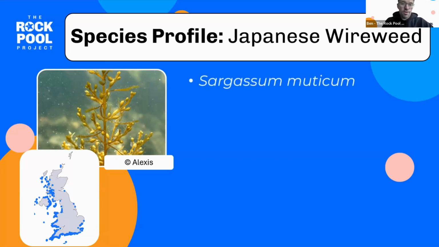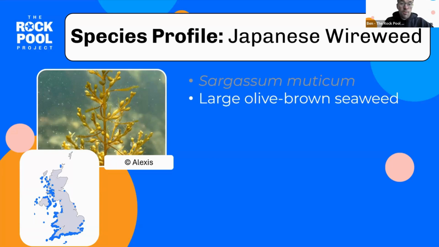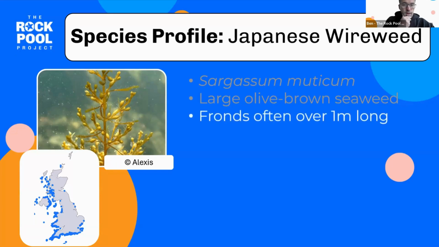Latin name is Sargassum muticum, and they're quite a large seaweed. They're always in rock pools when you find them intertidally. If you go snorkeling, you'll see the really large individuals in there amongst the kelp as well. And those fronds can be quite a bit over 1 meter long.